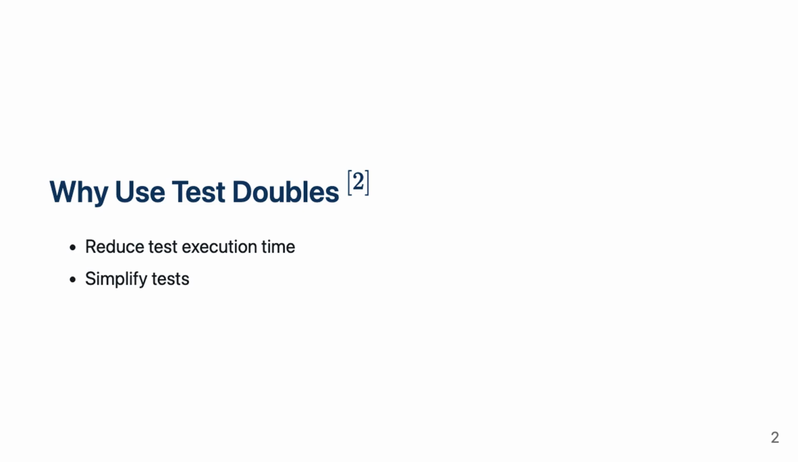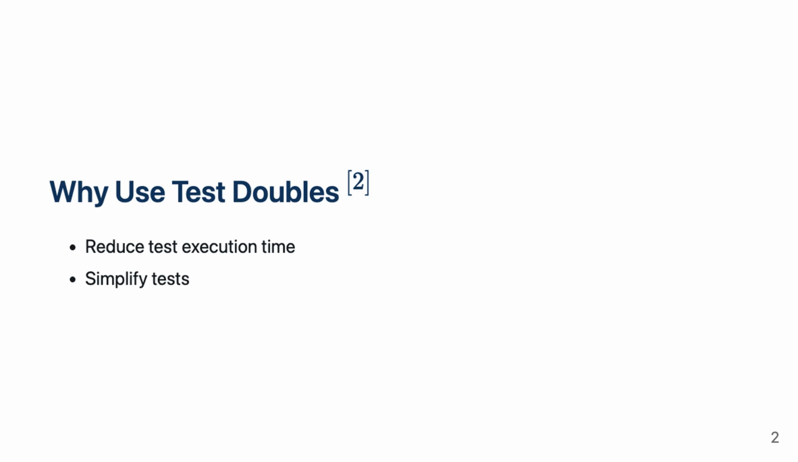The official documentation cites two reasons for using test doubles. The first reason is that it can shorten the execution time of tests. For example, if you use the actual network without using test doubles, the execution time of a single test will become longer. This makes it difficult to get quick feedback.